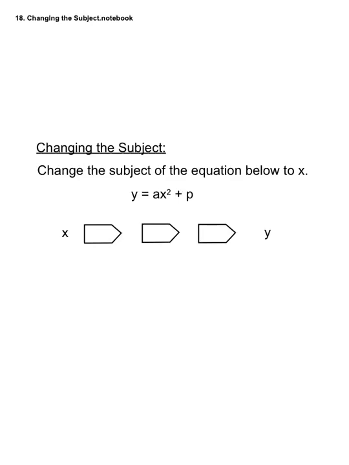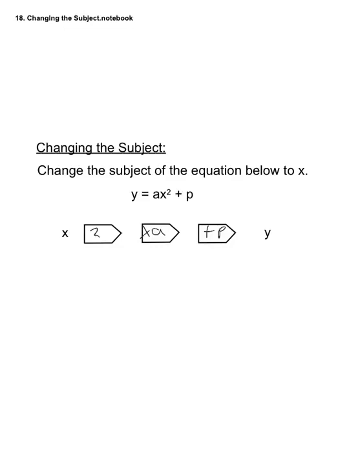Okay, so in this first example, we've been asked to change the subject of this equation to x. We need to figure out what is happening to x in order to get y. The first thing that's happening to x is it is being squared. The next thing is that it is being multiplied by a. And the last thing is that it is having p added onto it.